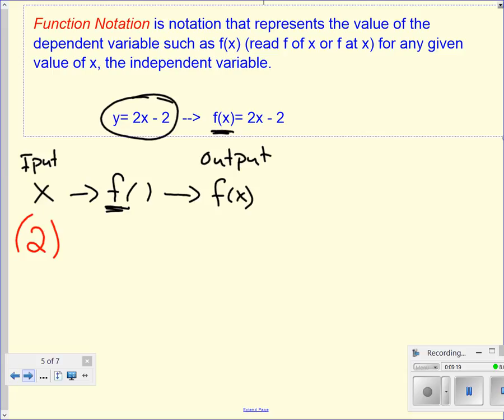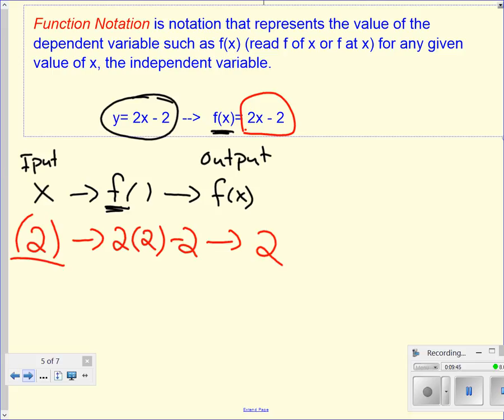So this is then going to go through the instructions. In this case, the instructions are multiply x by 2, and then subtract 2. And then it's going to give me an output. Well, 2 times 2 is 4, minus 2 gives me 2. So this is my input, this is my instructions, and this is my output.